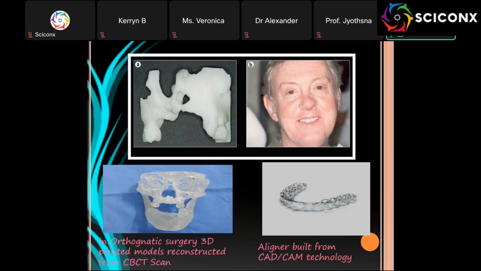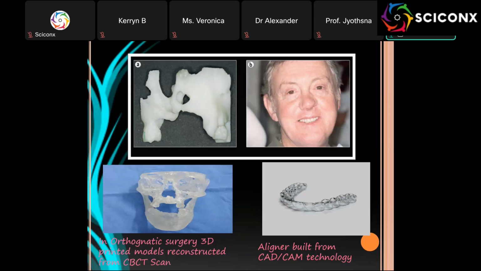I will also share this picture. This was the first patient, in the year '99, who was treated with this three-dimensional printing technology. For orthodontic surgery, this patient was treated through a CBCT scan, and this was the three-dimensional printed model reconstructed from the CBCT scan. This was the frontal view of the model. It was formed by FDM technology, which shows the complex anatomy of the maxilla as well as the mandibular area.